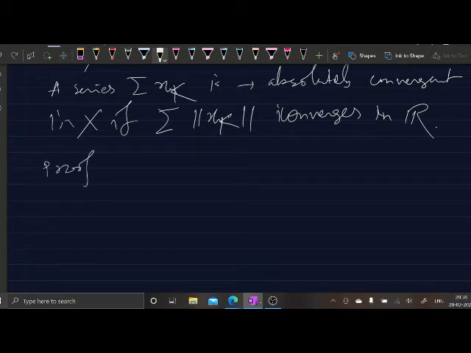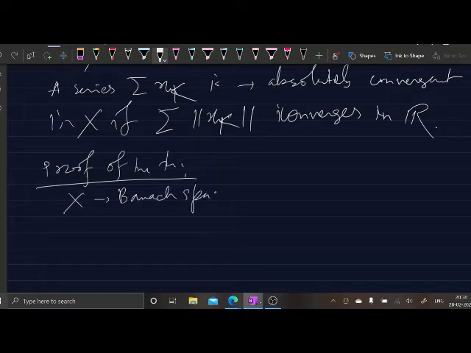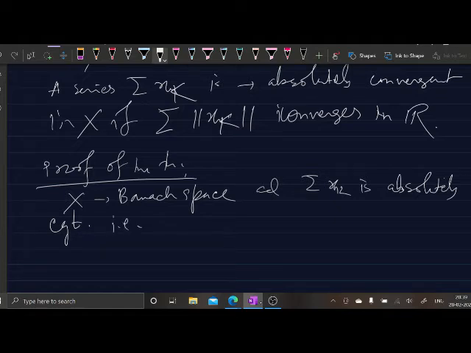The proof of the theorem goes this way. First of all, suppose that X is a Banach space, and summation xk is absolutely convergent. That means summation norm xk converges, right?